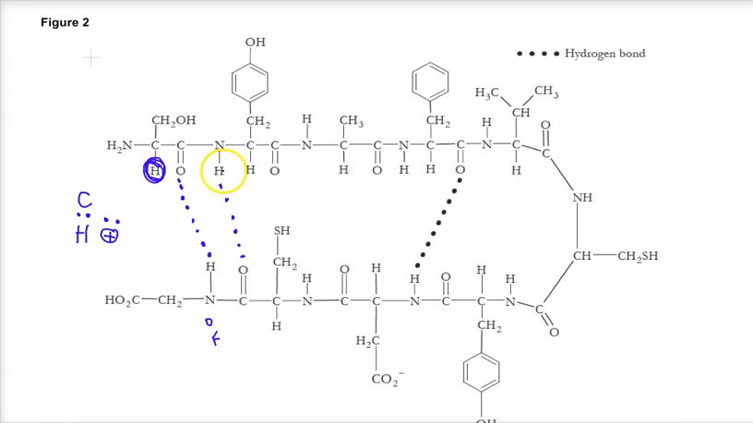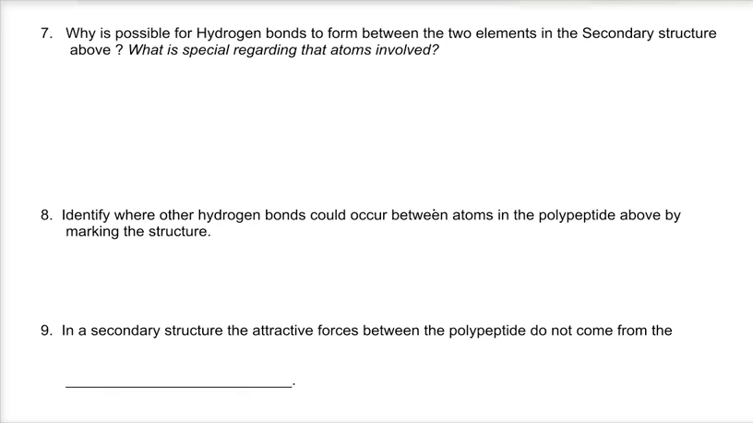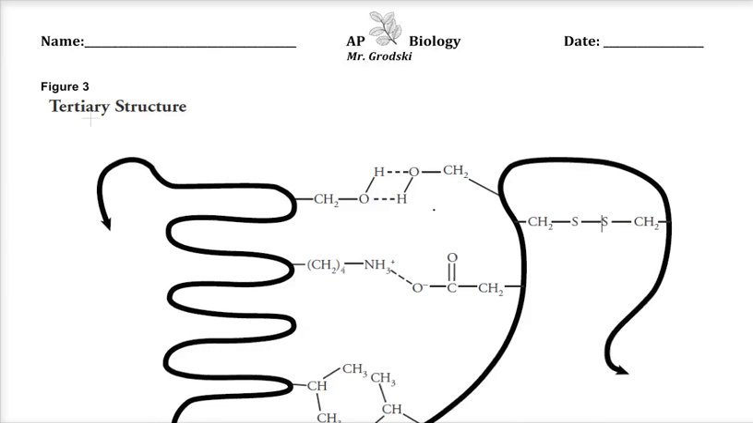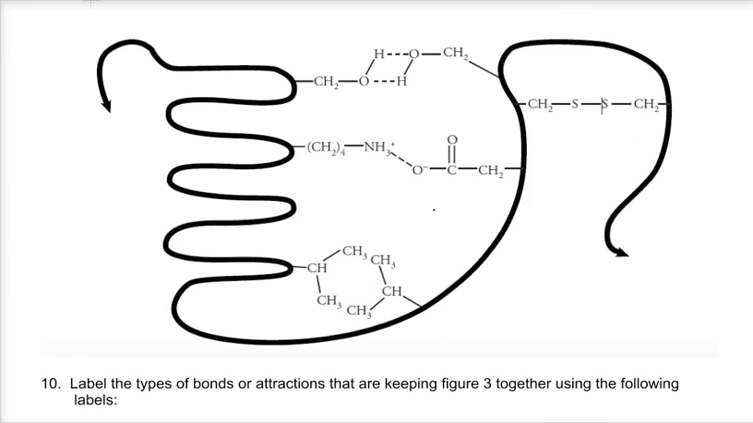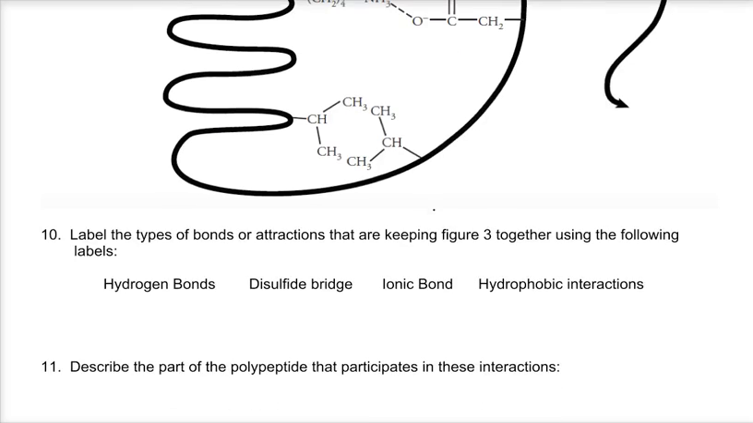Only the ones that are what? Bonded to an N, O, or an F. So you can see that this fits that category, this fits that category, and this does not. So you can keep going and find those attractions. Now as we go down to the tertiary structure, we should be able to identify these types of attractive forces.